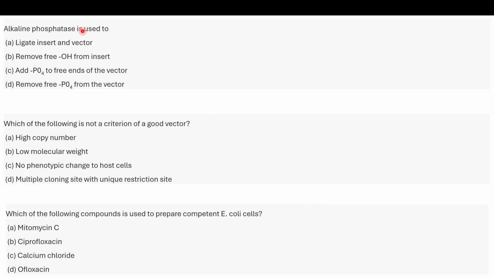Okay. Now, alkaline phosphatase is used to, what will be the correct option out of these four options? Ligate insert and vector, yes, it is one of the things it is used for there, but don't you think there are options which might fit better, like the exact function of phosphatase?